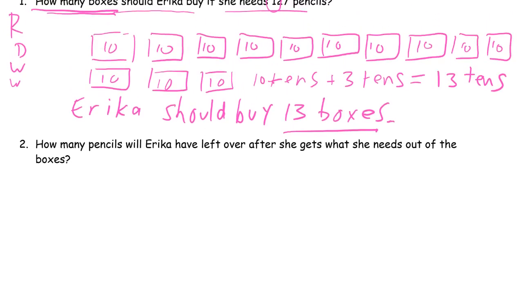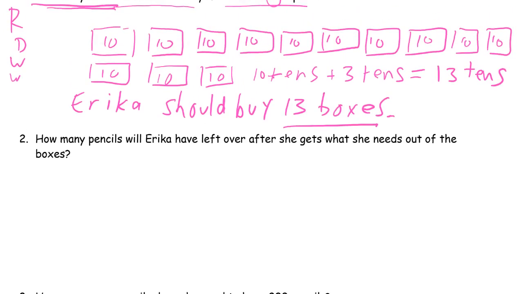Number two, how many pencils will Erica have left over after she gets what she needs out of the boxes? So this is, we already talked about this. She will have bought 130 pencils, right? And she's going to take out 127, and she's going to have 3 pencils left over. Right? We have the picture above already.